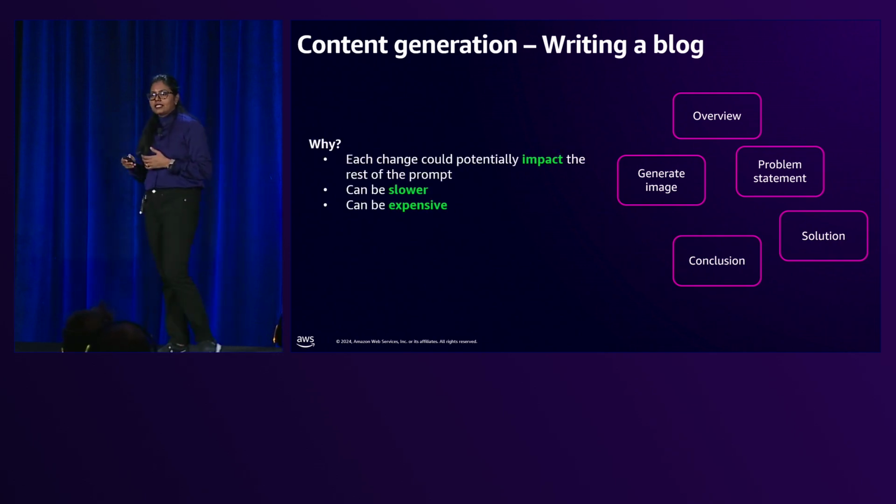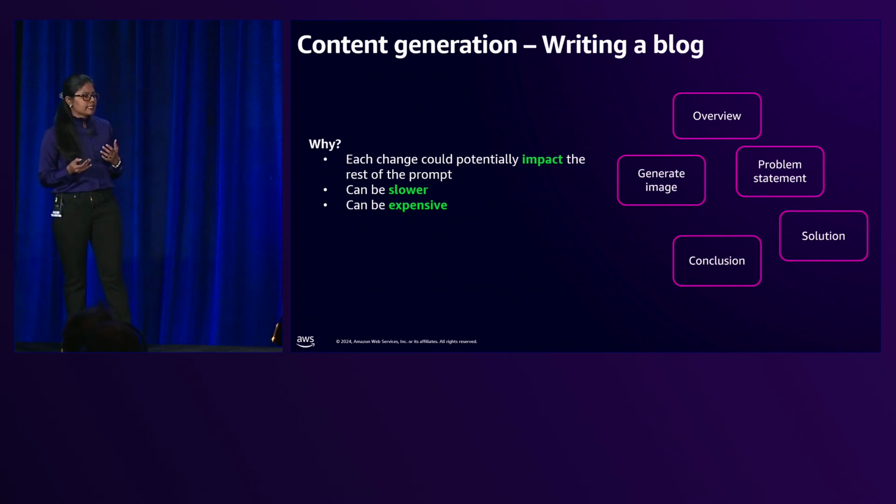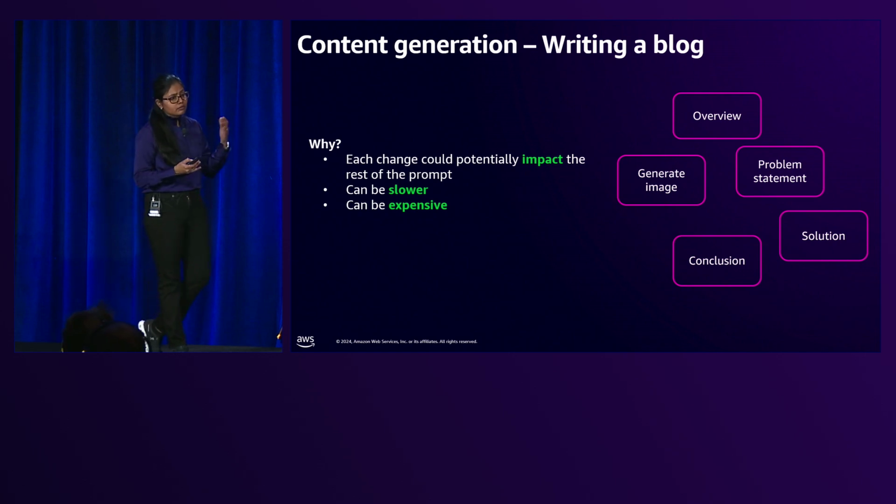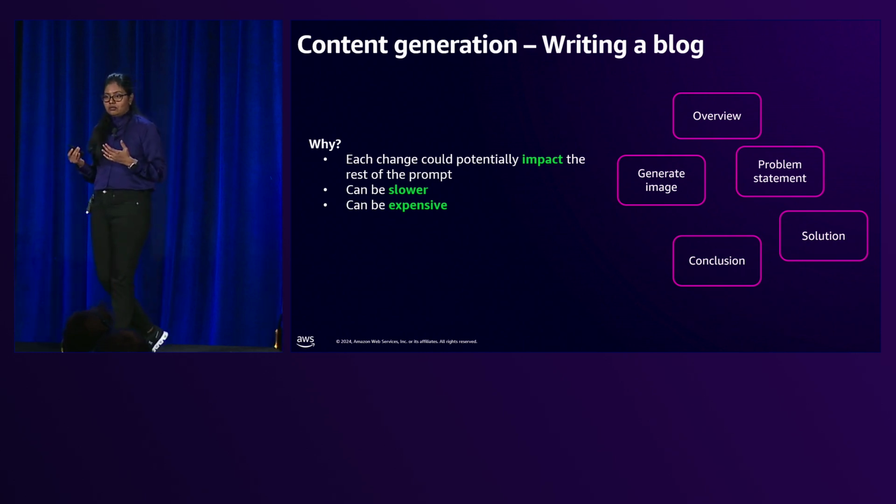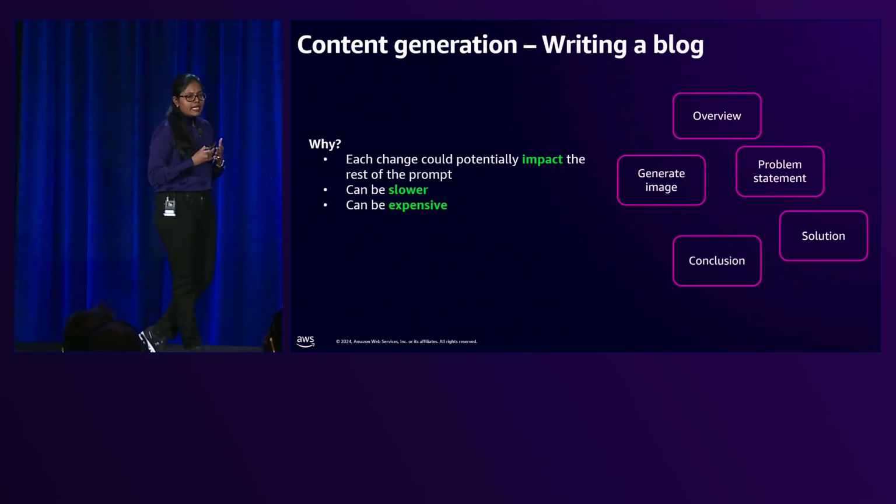An all-encompassing prompt has other downsides. When you're making changes on one part of the prompt, other parts of the prompt may get impacted. You might need a more sophisticated, large model, so it can be expensive and also slower. Overall, maintaining, tuning, and testing a large prompt is really, really hard.